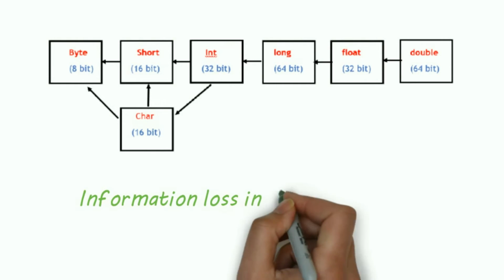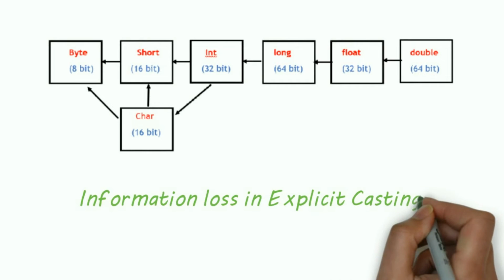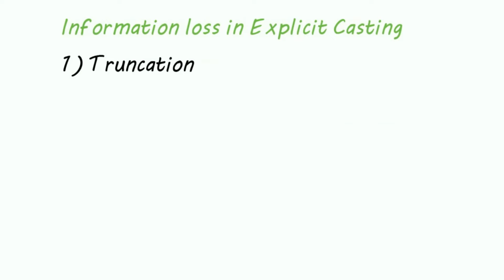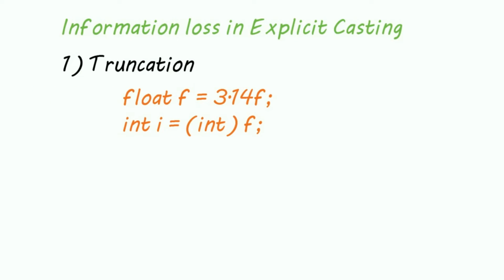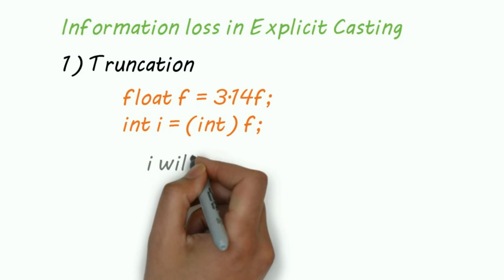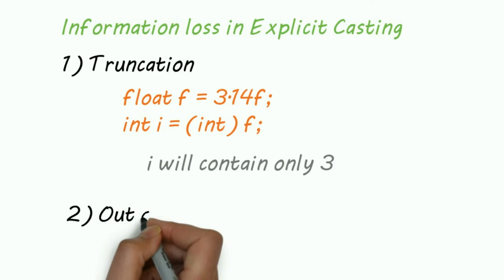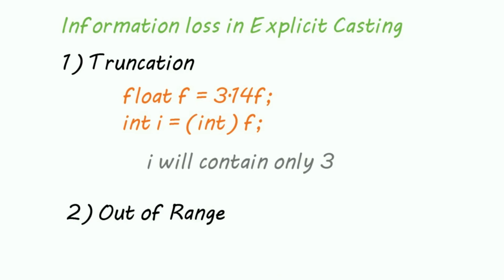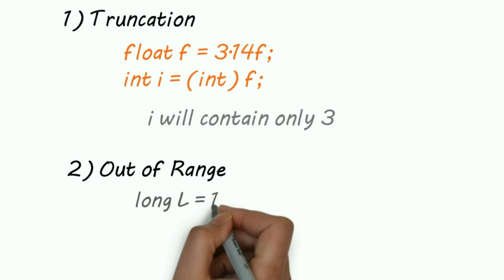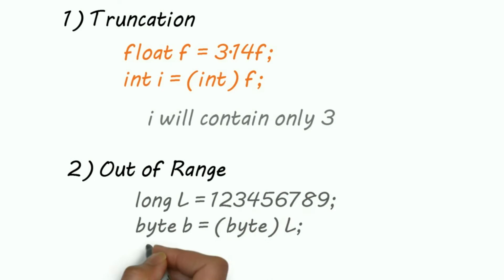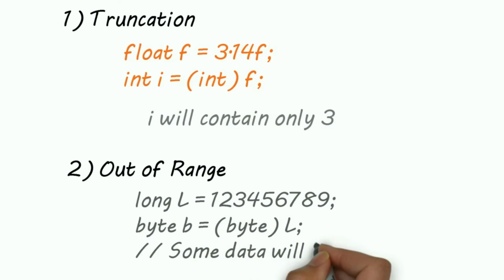Now let's take a look at information loss in explicit casting. First, truncation. Floating point to integer or character will always truncate. So i will contain only 3 in this case, since we can't store decimals into integers. And the second one is out of range. Explicit casting doesn't mean you can assign a value more than its range. In this case, the data will be lost.